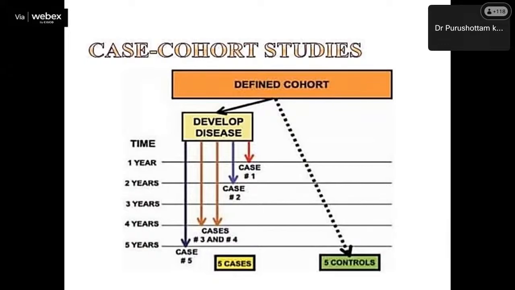Now, what is the study design for case cohort? There is a defined cohort. Then you follow them for 5 years. In the first year there is case 1, then case 2, then case 3; in some years there is no case, in year 4, and like that. At the end of the 5 years there are 5 cases. So you have to take 5 controls from the cohort. You can say sub cohort.